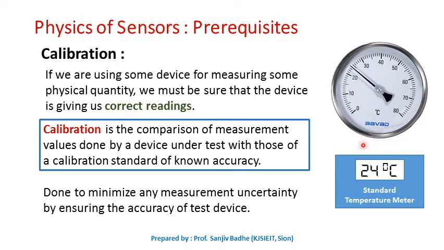Suppose here we have two meters which can measure temperature for us. This is a standard temperature meter which is giving us a reading of 24 degrees centigrade. Now, if this analog meter shows the same reading, then we can say that this meter is calibrated and giving us accurate reading. Over the time, the accuracy of the measuring device may change and it may give wrong readings. Therefore, we need to do calibration frequently for getting reliable and accurate readings.